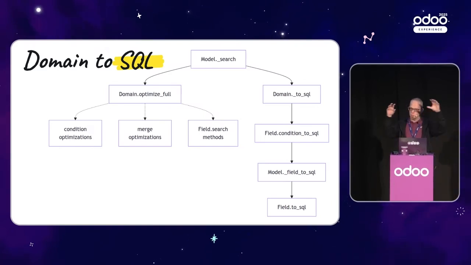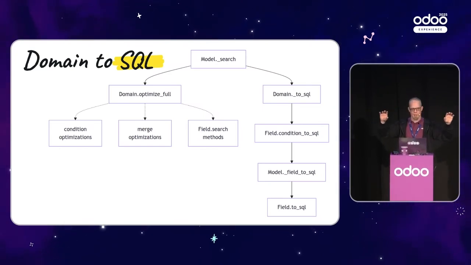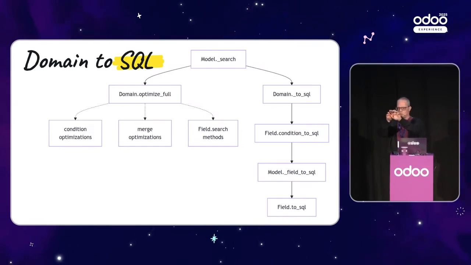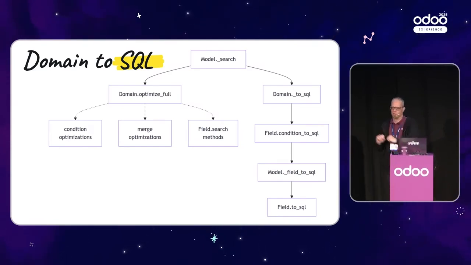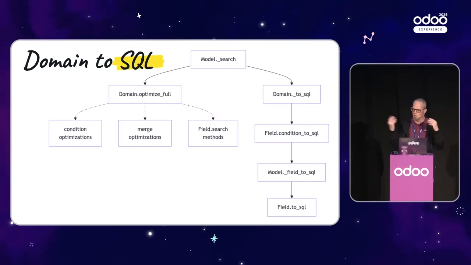And so for the merge optimization, what it does is essentially look at the nodes of such an AND or OR node, group them, sort them in a certain way, and enable us to merge some of the conditions. I'll show you one example of that.